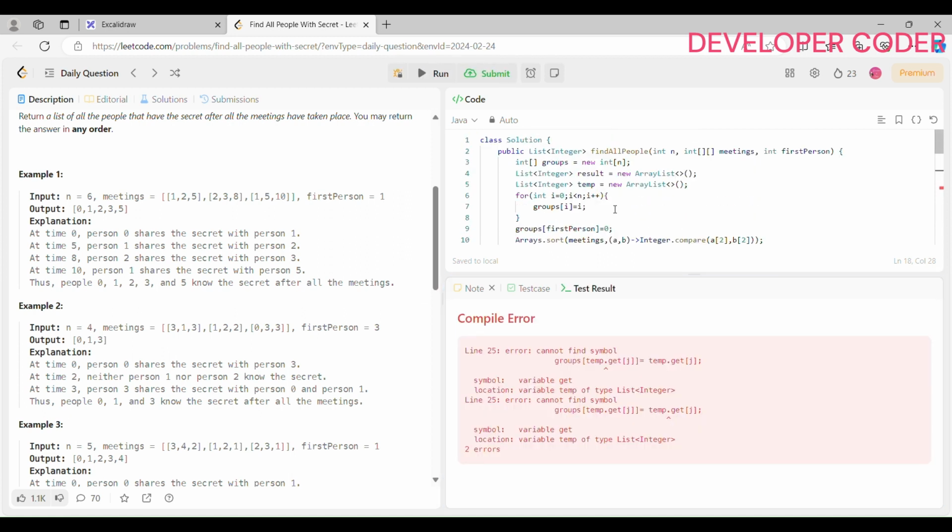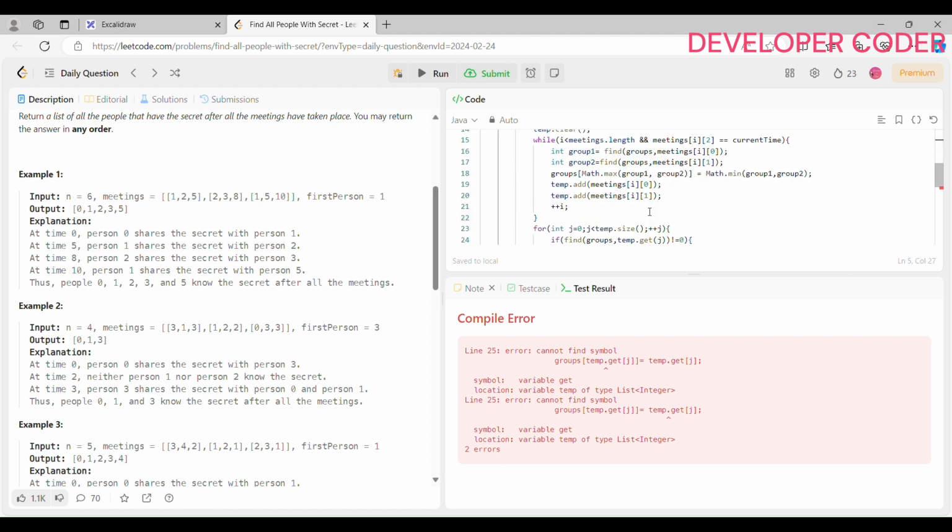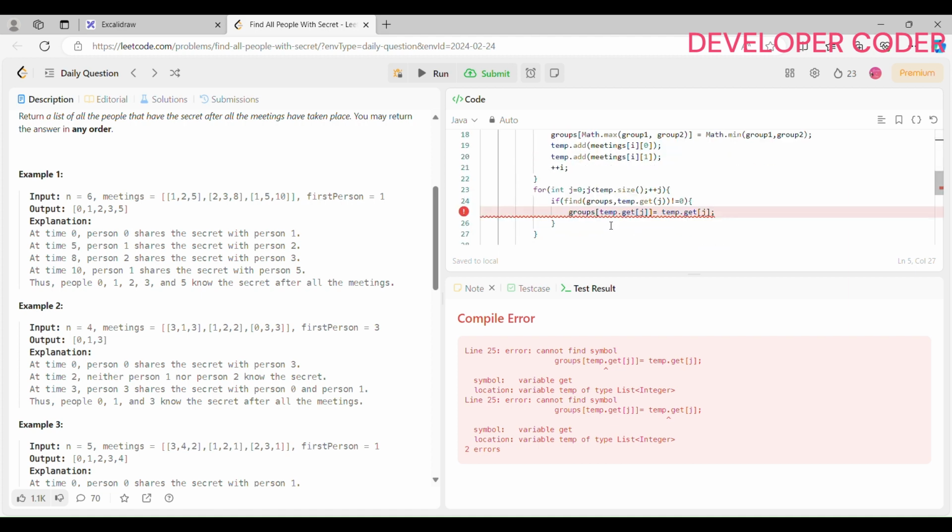Temp dot, here we have created this temp dot add. If groups, for int j is equal to 0, j is less than temp dot size, j plus plus. If find of groups temp dot get j is not equal to 0, groups of temp dot get, this should be inside this now, temp dot get j is equal to temp dot get j. Okay, let's see if there are any other issues.